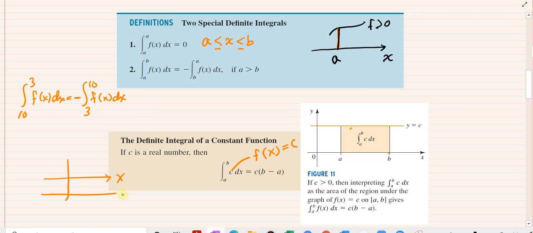This time this is y equals c, where c is less than 0. And this would be a, that would be b, and now we're looking at this area. But remember, because the function is negative now, this is a negative value, so we can't really say that's the area. We can call this the negative of the area. But this definition, nonetheless, holds. Okay? And that's what this is.